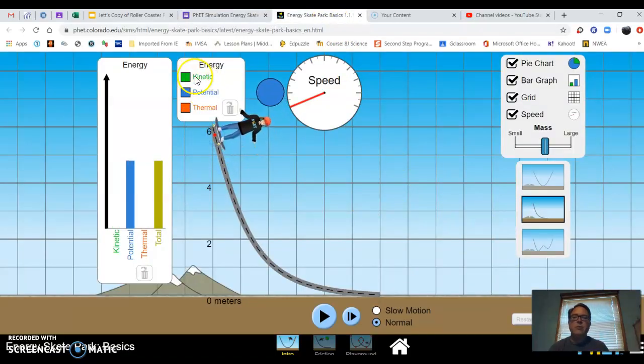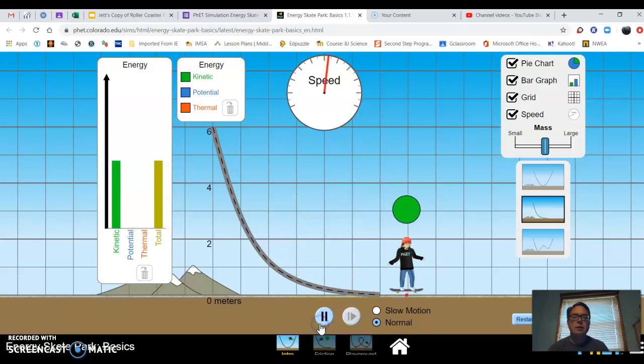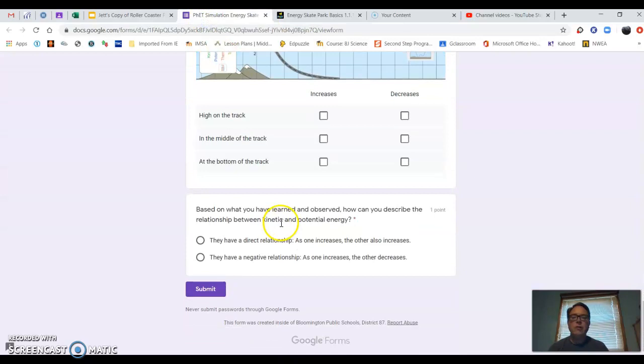This time keep in mind kinetic energy is green, so when you're starting at this top part, what do you notice about kinetic energy? High or low? About the middle of the track, what do you notice is happening to kinetic energy? Is it increasing or decreasing? And then at the bottom of the ramp, what do you notice? Okay, so then you can go back and answer the questions.